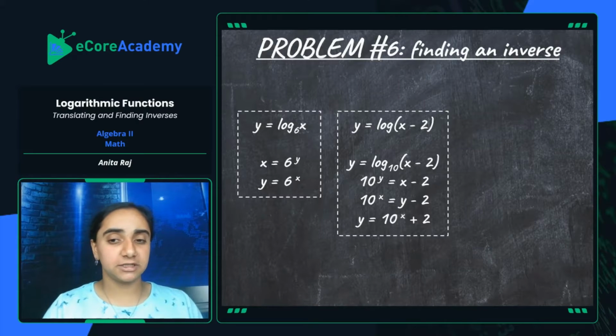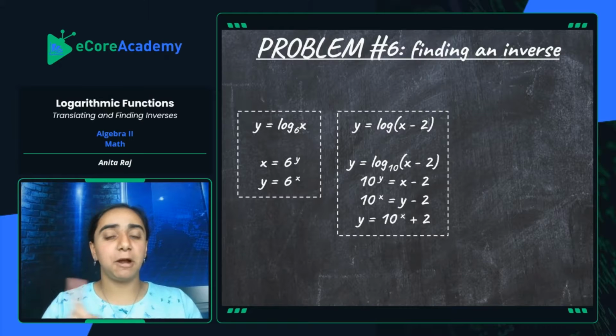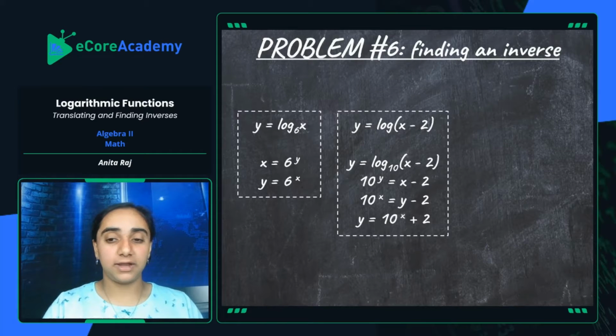So if you rewrite this in exponential form, you get 10 to the power of y is equal to x minus 2, which was in that set of parentheses. Then you want to swap the positions of x and y. So we changed the exponent from y to x, and we changed x minus 2 to y minus 2, and we got 10 to the power x equals y minus 2. Our final step to get y by itself is to add 2 to both sides, and we get y equals 10 to the power x plus 2. That's an exponential function, so we found the inverse correctly.